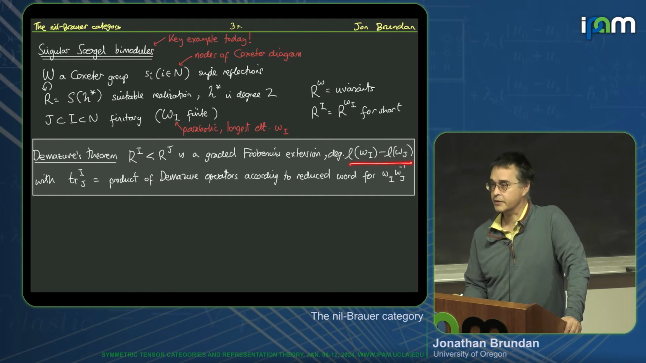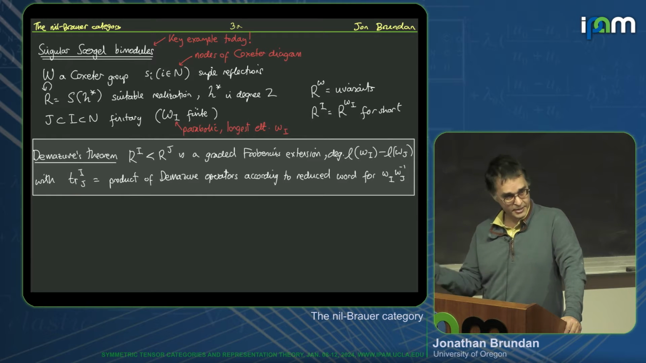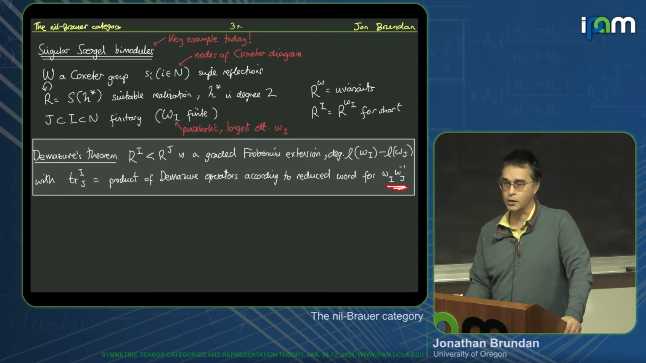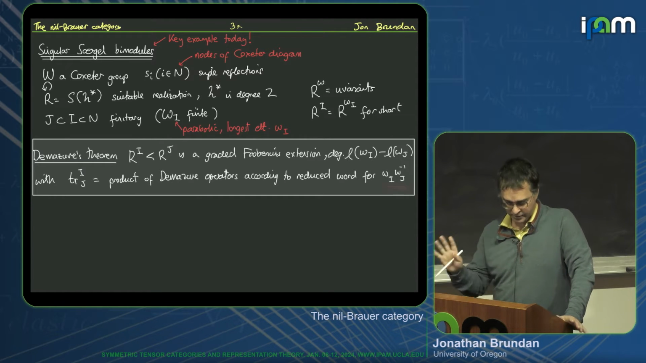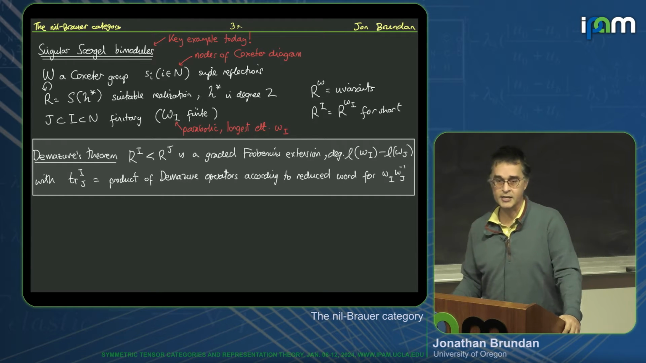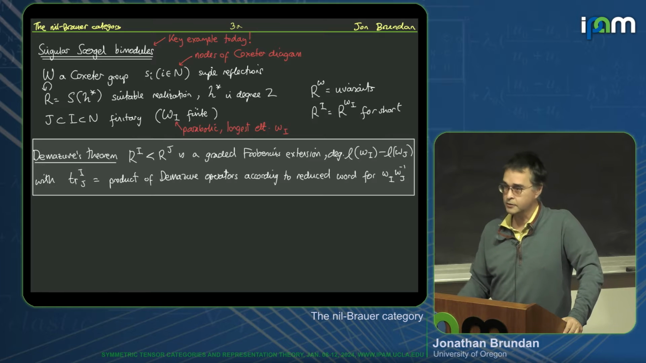The degree is just the difference of lengths. And the trace map is the product of Demazure operators coming from the longest of these minimal coset representatives. So that's Demazure's classical theorem, and providing you've got a suitable realization, it's true in this great generality.